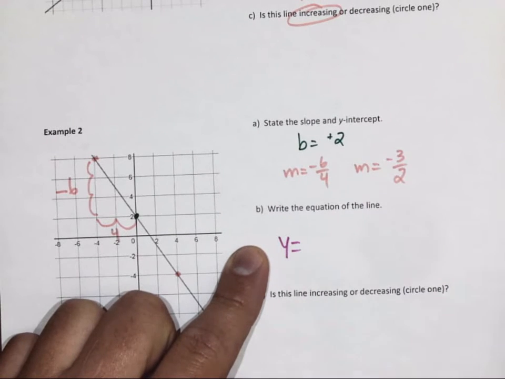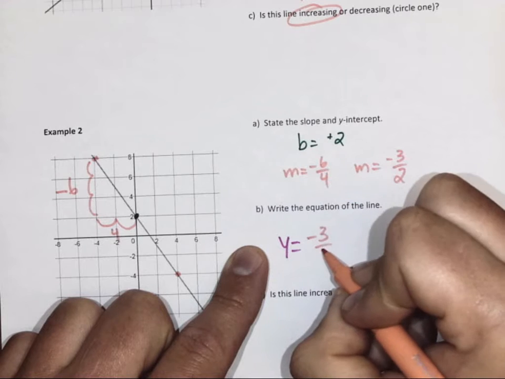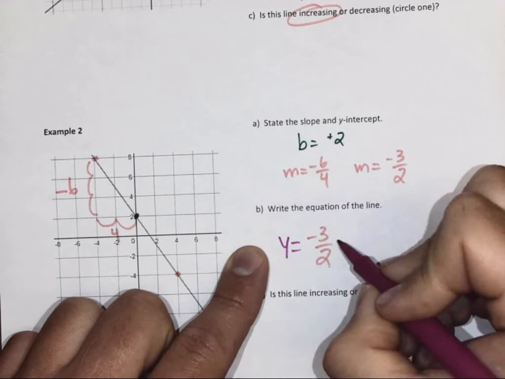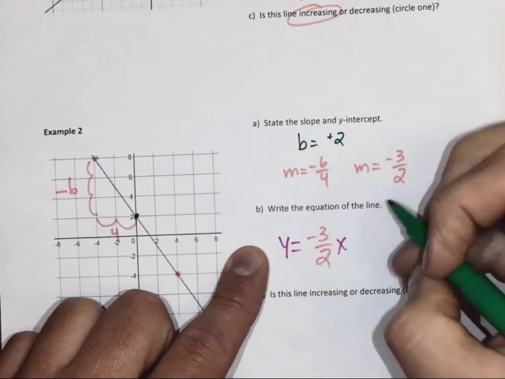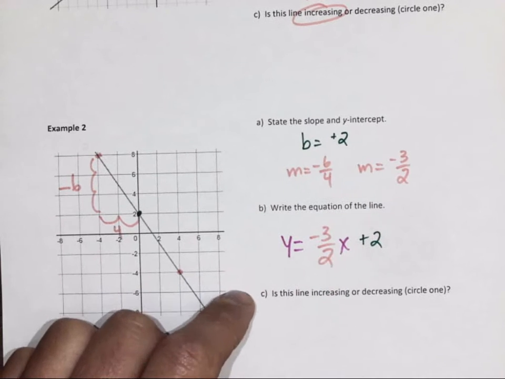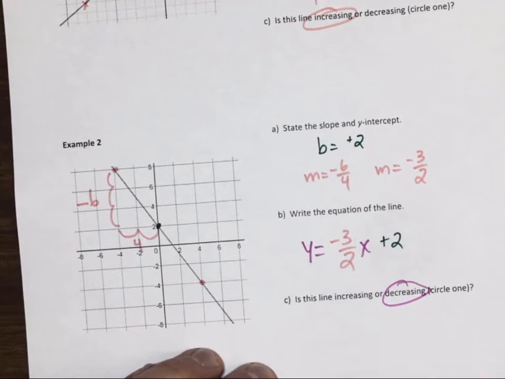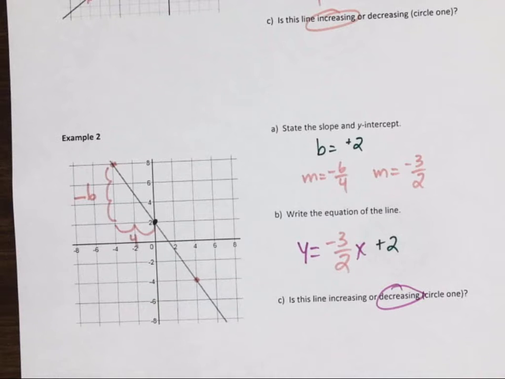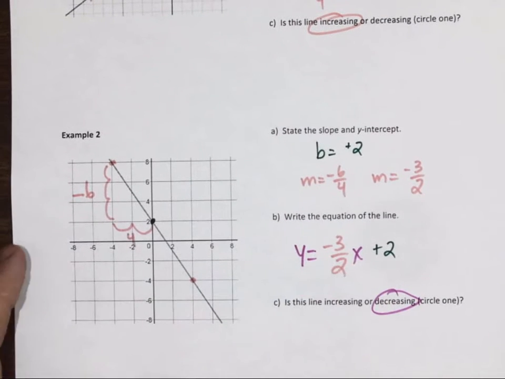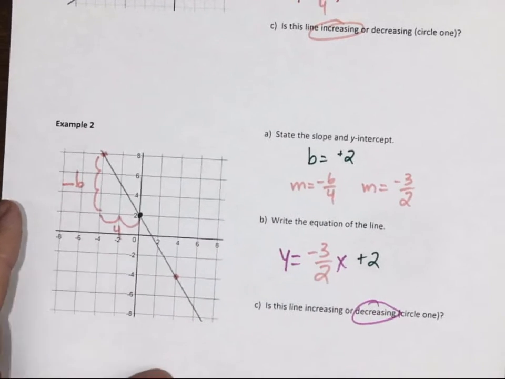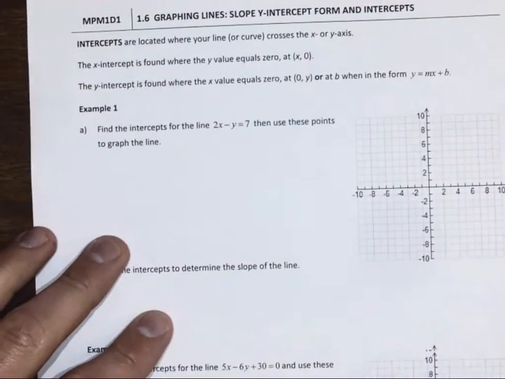Y equals -3/2 x plus 2. Is the line increasing or decreasing? Going downhill, decreasing. So good, so good. Flip the page, and let's see. Intercepts.